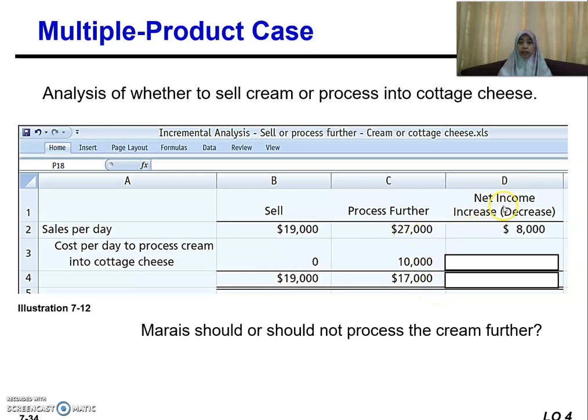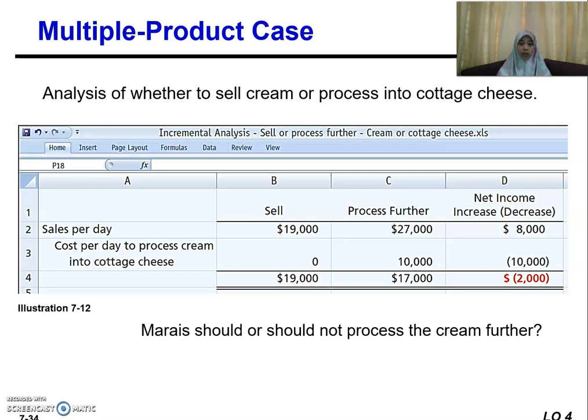So the difference, you look at the net income increase or decrease. The difference will be 27,000 and 19,000. So your sales, you will get an increase of 8,000. What about the cost? The cost will also increase by 10,000. So what about the net income increase or decrease? You've got an extra revenue of 8,000 and you have to incur extra cost of 10,000. So cost is more than your revenue. In this case, your net income will decrease by 2,000 ringgit.